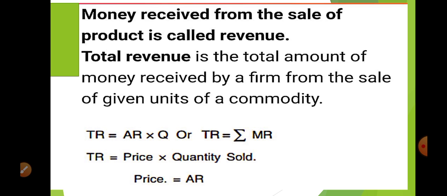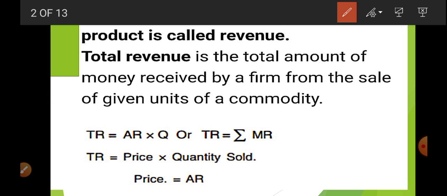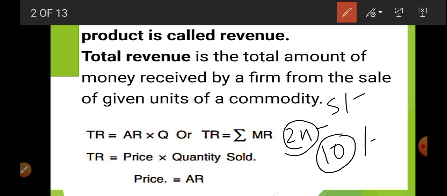So first of all, what do you mean by revenue? Money received from the sale of the product is called revenue. This is the meaning of revenue. Whatever money received from the sale of the product, that is called revenue. Suppose a firm produces 2x, and price of 1x is 5 rupee per unit. So it means when it is going to sell these 2 units of x, it is going to get 10 rupee, and this is your revenue. So whatever you had produced, when you sold it in the market, whatever income you get, that is known as a revenue.